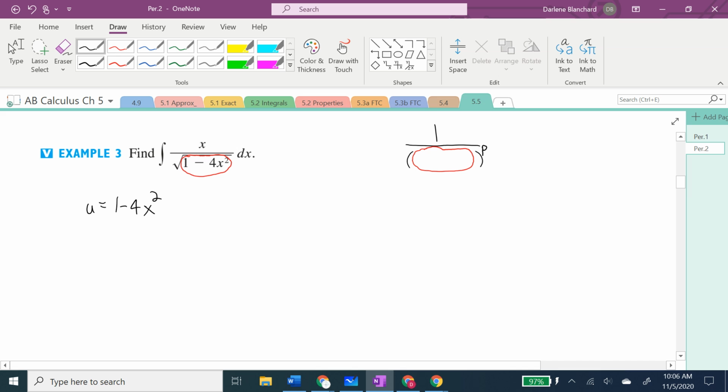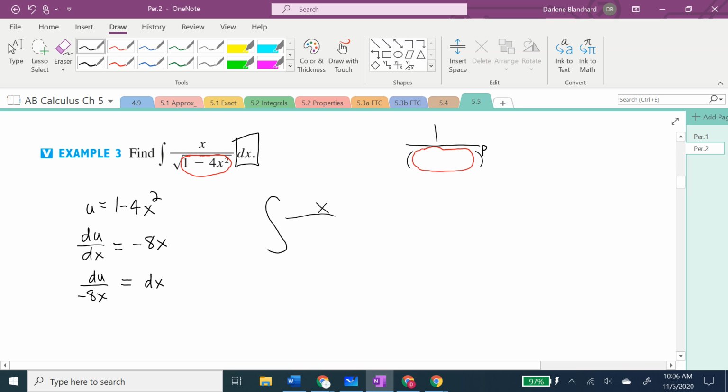Once u is chosen, the process begins, and I just have to see if it works itself through. du/dx, the derivative, is negative 8x. I want to multiply the dx over to the right side and then isolate it by dividing negative 8x to the other side. And now I'm ready to put that substitution in and see how it goes.